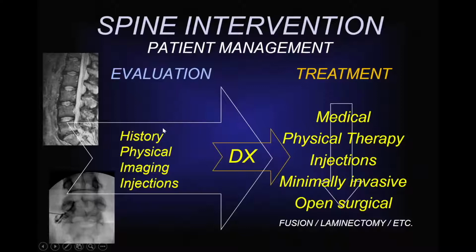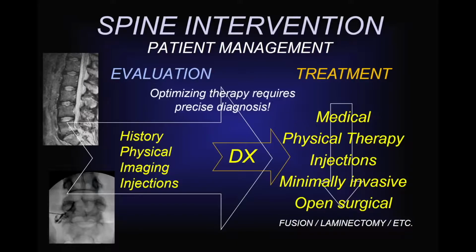to the spine. This includes a complete physical history, image studies, as well as image-guided injections, which may be both physiologic blocks or provocative studies such as discography to elicit the cause of the patient's pain, or the so-called pain generator. This is requisite for effective therapy because optimizing therapy requires a precise diagnosis.